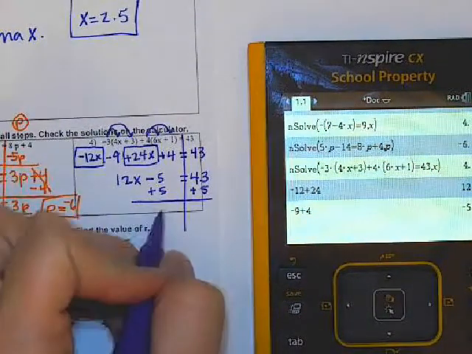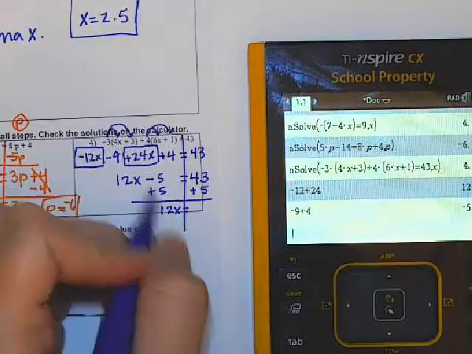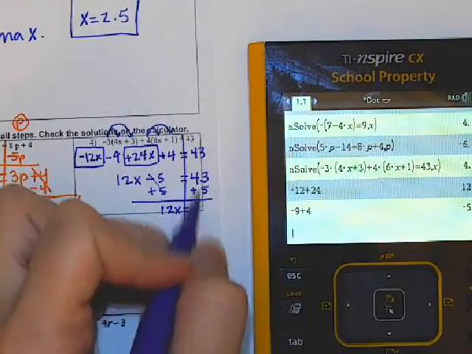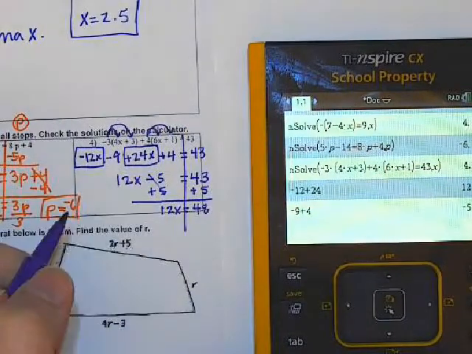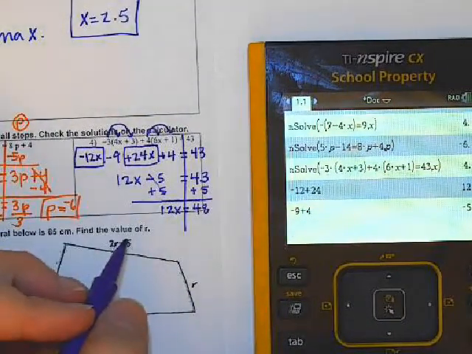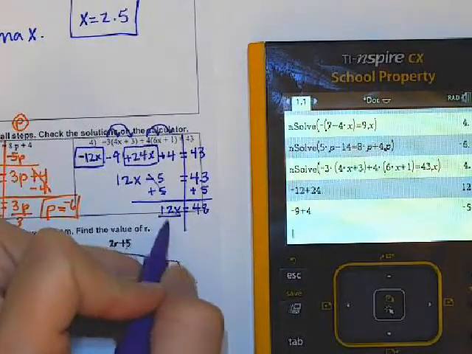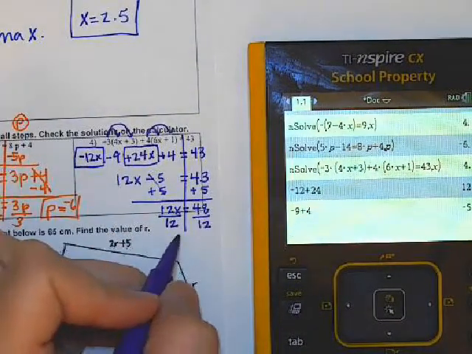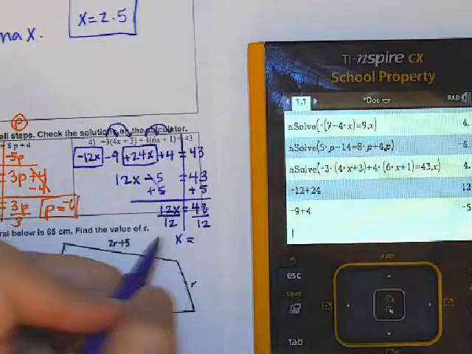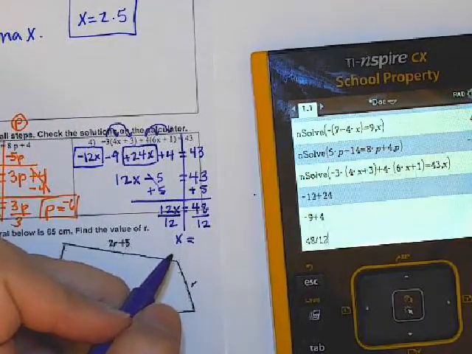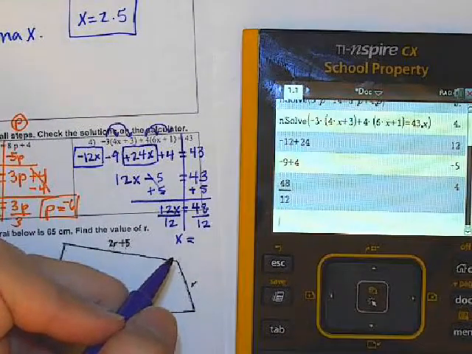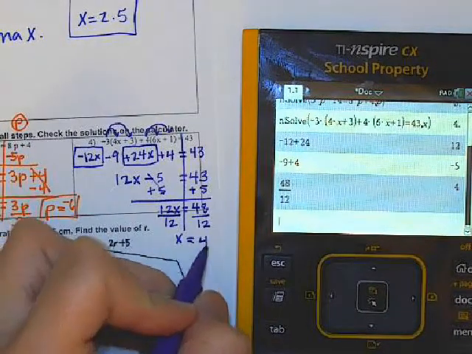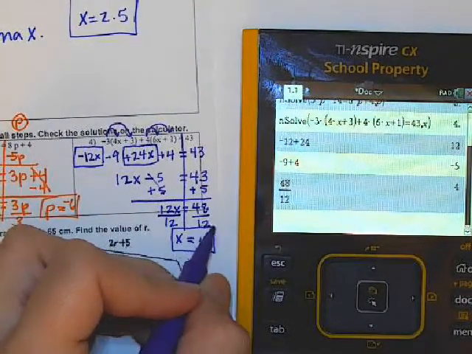So I'm left with 12x, because my 5's cancel. 43 plus 5 is 48. Now what? Divide by the 12, because that's what I'm trying to get rid of. The number always in front of the x is what you're dividing by. X equals 48 divided by 12 gives me 4. So x equals 4. Are we right? Yep. So we're good.